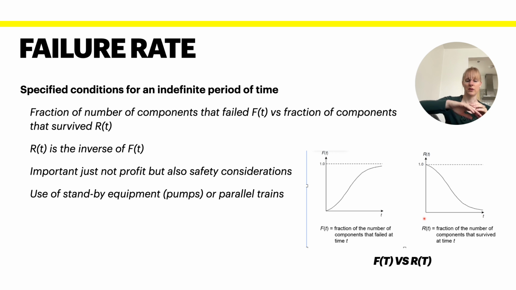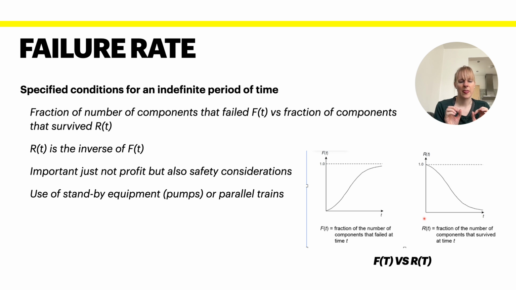They are mirror images of each other. As the fraction of failed components goes up, your reliability goes down, so you can map them onto each other. What's important here is that we look at an indefinite period of time, at things that are put under the same design, and at very specific conditions. If you change those conditions, the curves would also change.